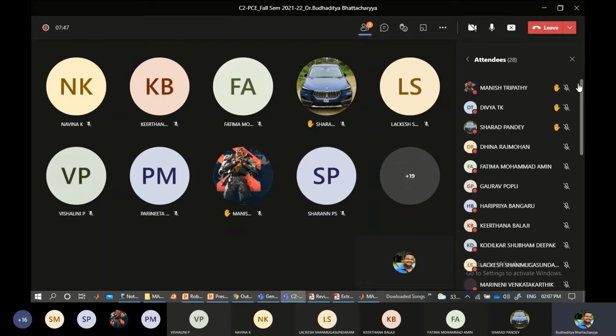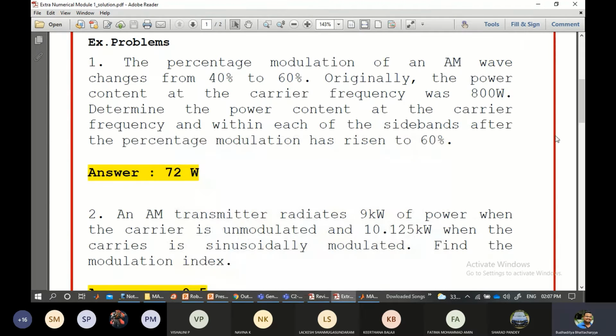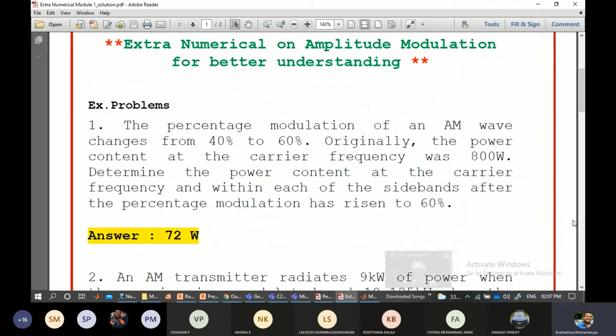Even if we solve it, I don't know whether it will be useful for you because you are not in a position to answer anything. But anyway, my job is to show you and to solve as many problems as possible. So let us take the first question.